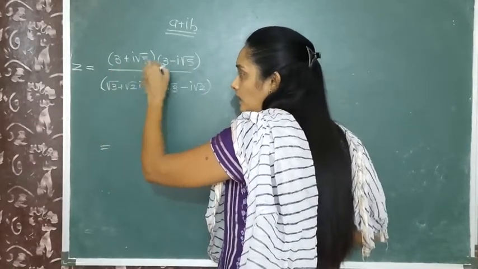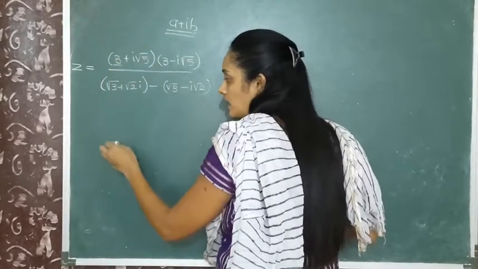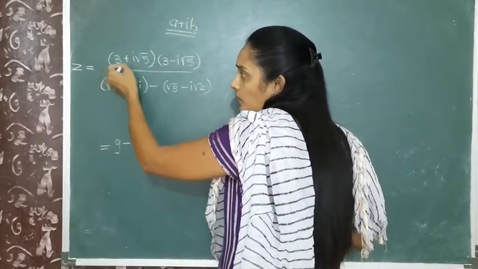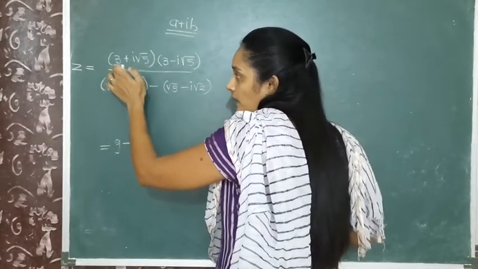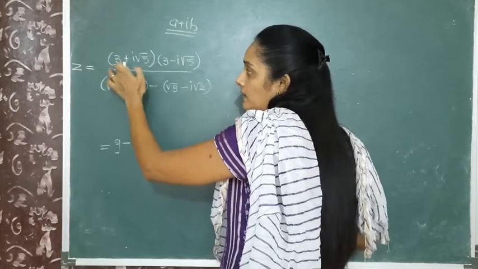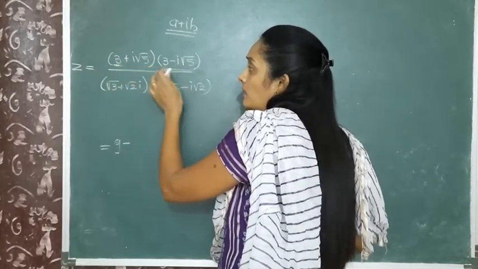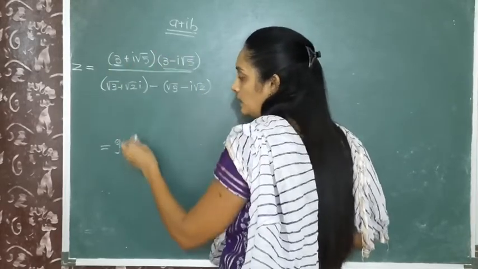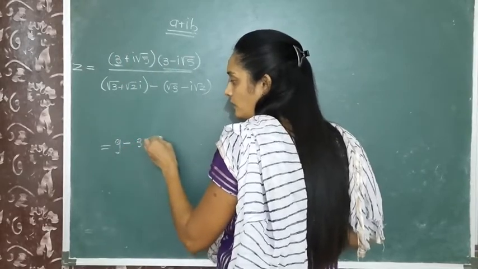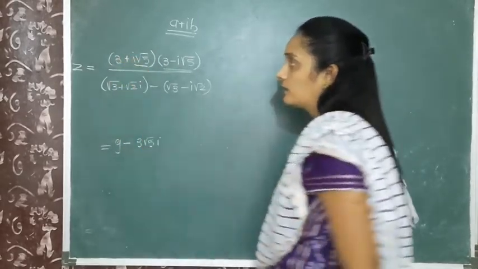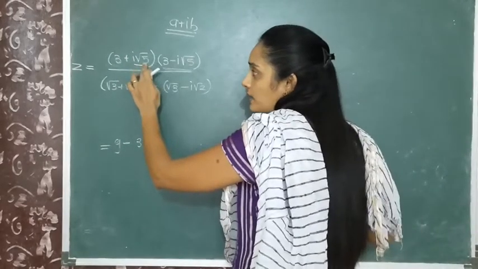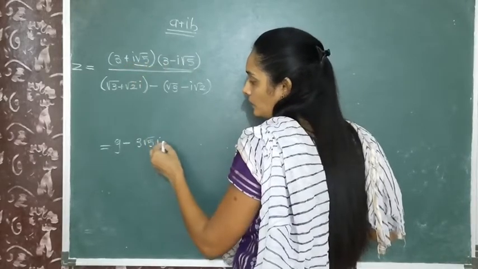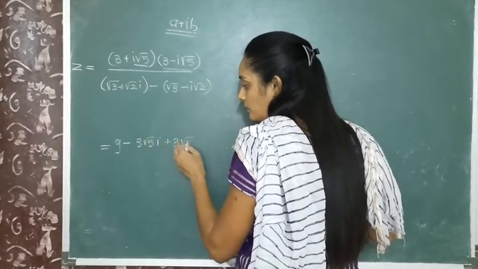Okay, simple. First, in the numerator, multiplication of two brackets. So first we multiply, so 3 3s are 9. Otherwise, first we have to pick one number from the first bracket and then multiply this number by all terms of the second bracket. So 3 3s are 9 minus 3 into root 5i. Okay, then we take i root 5. Now i root 5 is multiplied by all terms of the second bracket. So i root 5 into 3, so plus 3 root 5i.